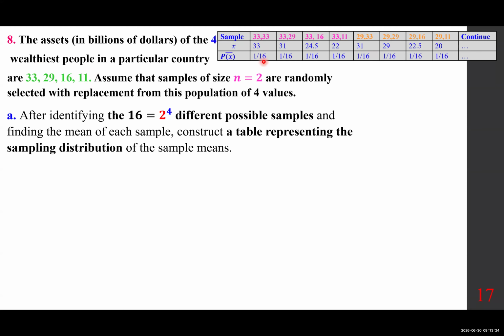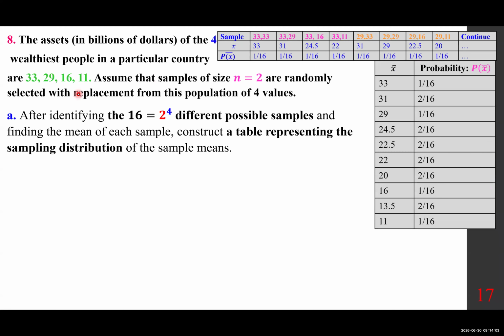Obviously 33 and 33, the average is itself and it's 1 out of 16. The same thing with 29 and 29, the average is itself, 1 out of 16 and so on. But 33 and 29, the average is 31. This is 1 over 16, but bear in mind, the average of 33 and 29 is the same as the average of 29 and 33. So that's why for this one, we end up with 1 over 16 plus 1 over 16, which is 2 over 16. So when the average is one of the numbers, we get 1 out of 16. But if it's any other one, it's 2 out of 16.